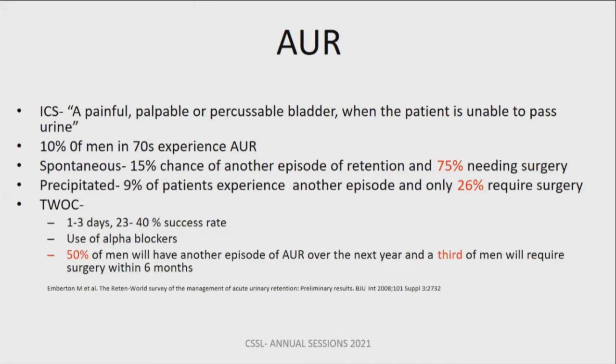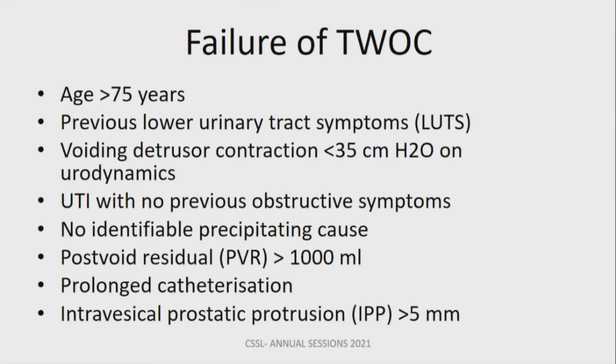A trial without catheter can be done after starting alpha blockers in 1 to 3 days. Nevertheless, we should keep in mind 50% of men will have another episode of acute urinary retention over the next year, and 1/3 of men will require surgery within 6 months. So these patients will want to continue adequate treatment, or be referred to their specialist.